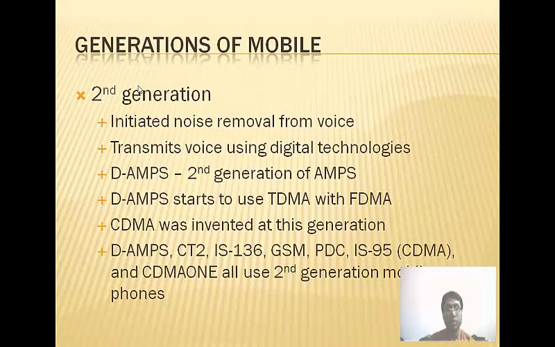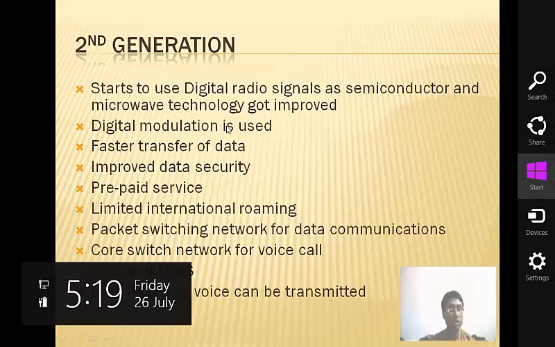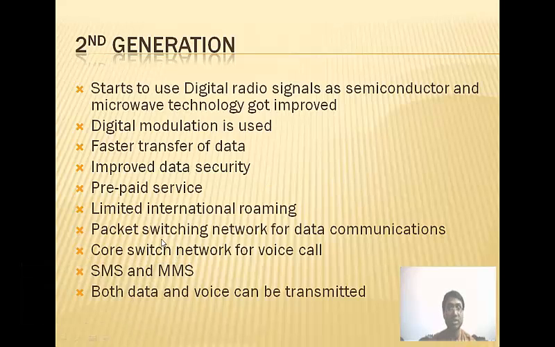Some examples are all these: IS-136, GSM, PDC, CT2. These can be different technologies used in different countries or different carriers in the same country. You can say IS-95 and CDMA1, they are CDMA technology based second generation. So second generation, as I told, started to use digital radio signals because semiconductor and microwave technology got improved at this period. Digital modulation is used, faster transfer of data, improved data security, prepaid service got started, limited international roaming.